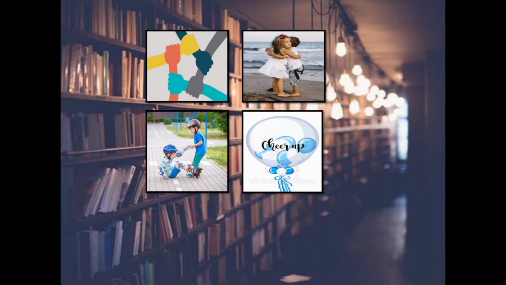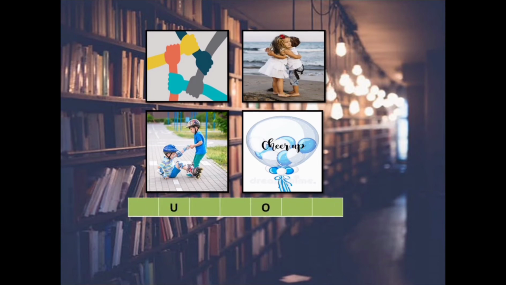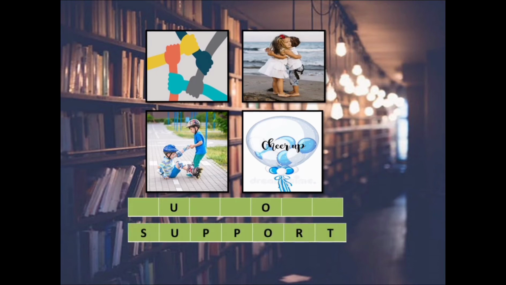For the next slide, first picture, they are holding each other. Second, 2 kids are hugging. Third, a boy is helping his playmate. And fourth picture, a balloon with a cheer up message. Our clues are letters U and O. And the word is support. You've got it right.